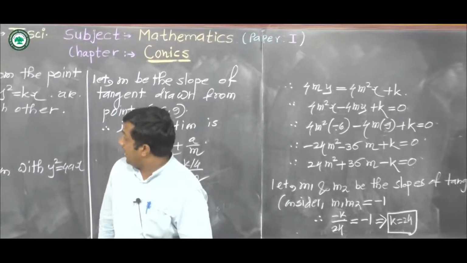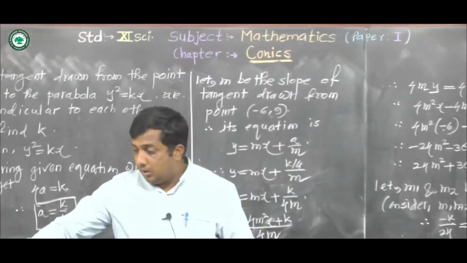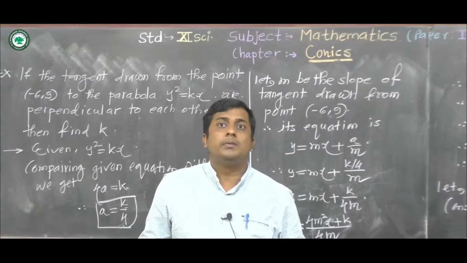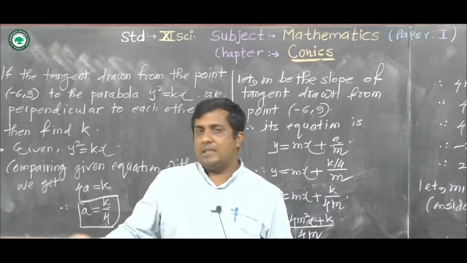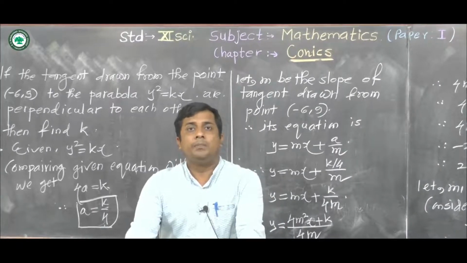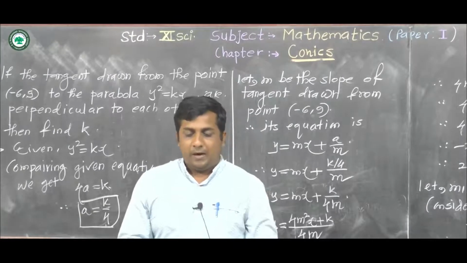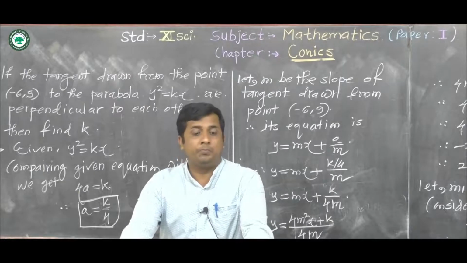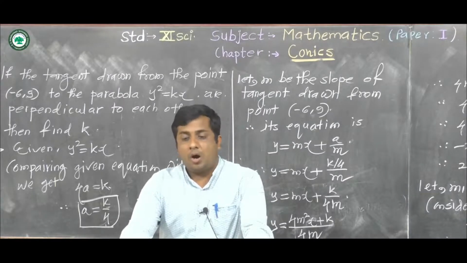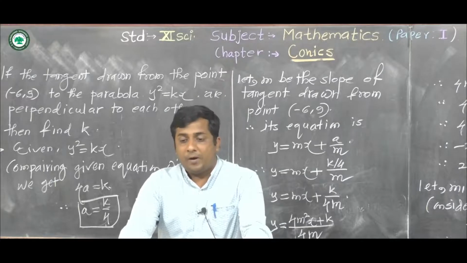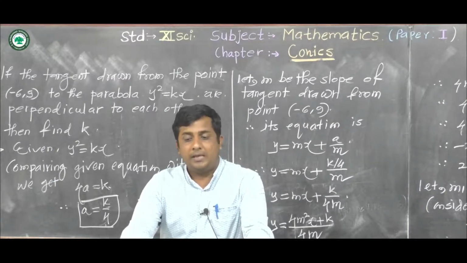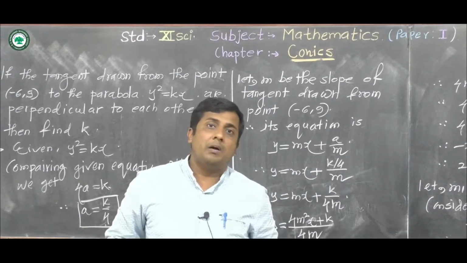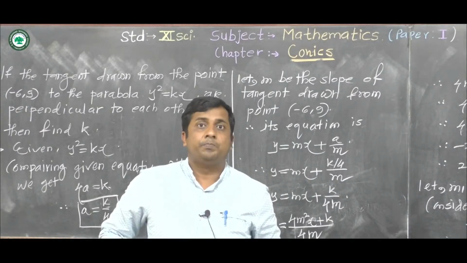Again, directly by using the equation of tangent in terms of slope, we find the value of k. So in today's lecture, we defined tangents. We defined the tangent at a point on the parabola. Then we saw the condition of tangency. We defined the equation of tangent in terms of slope, y is equal to mx plus a by m. And we saw some important examples related to these parts. Thank you.